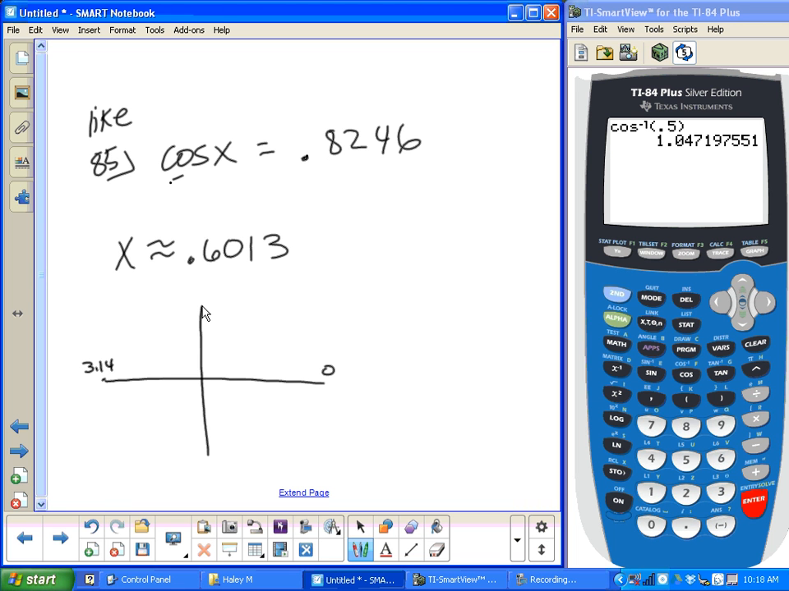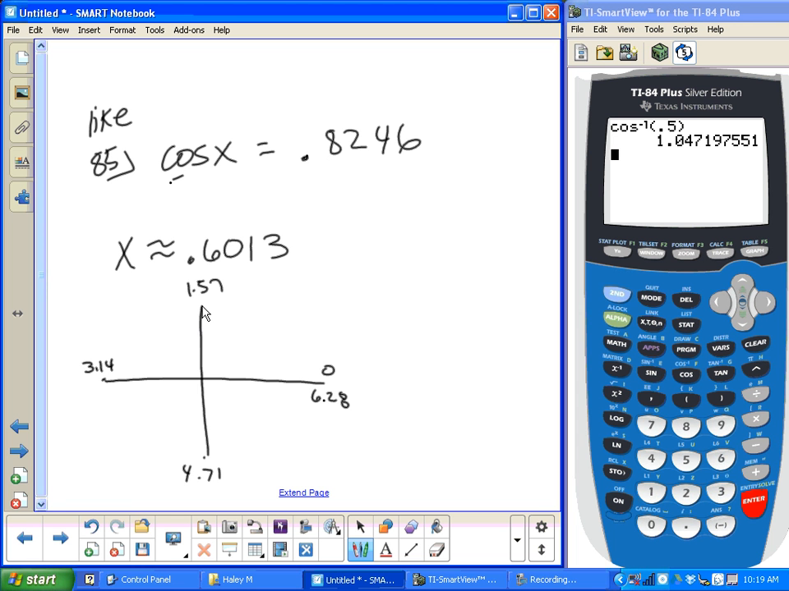3.14, and half of pi is 1.57. If you didn't know that, you just punch pi divided by 2 in your calculator. This is 3 pi over 2 down there, which is going to be 4.71, and 2 pi is 6.28. Okay, we've done this before where we divided up the unit circle in terms of decimals.